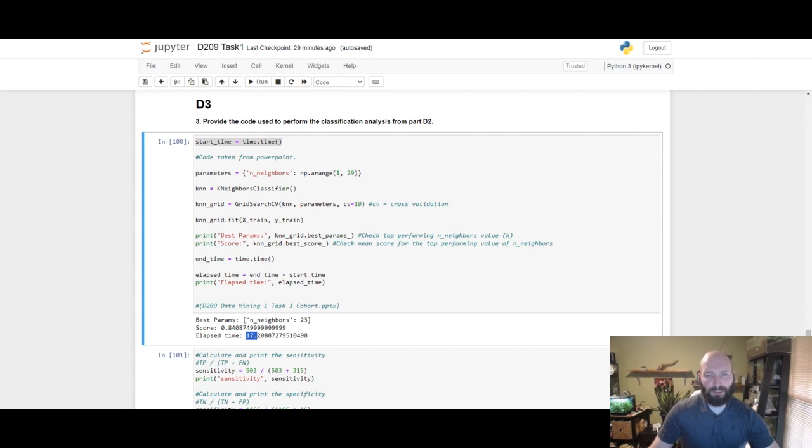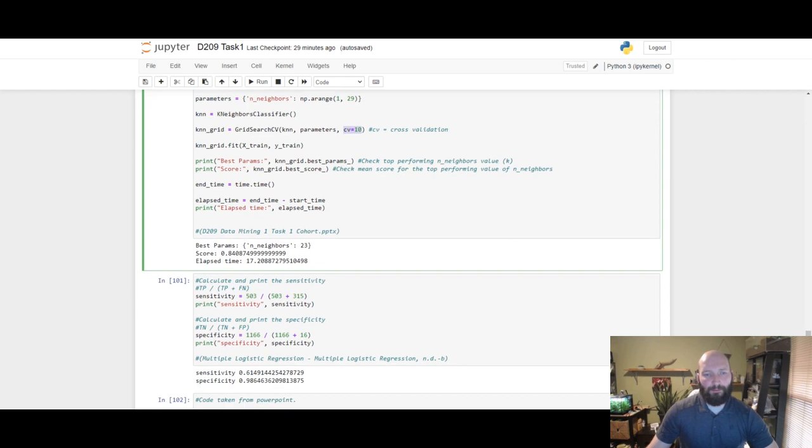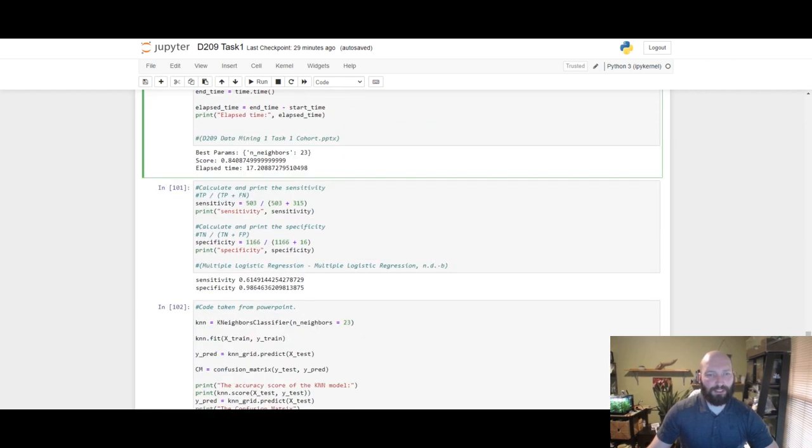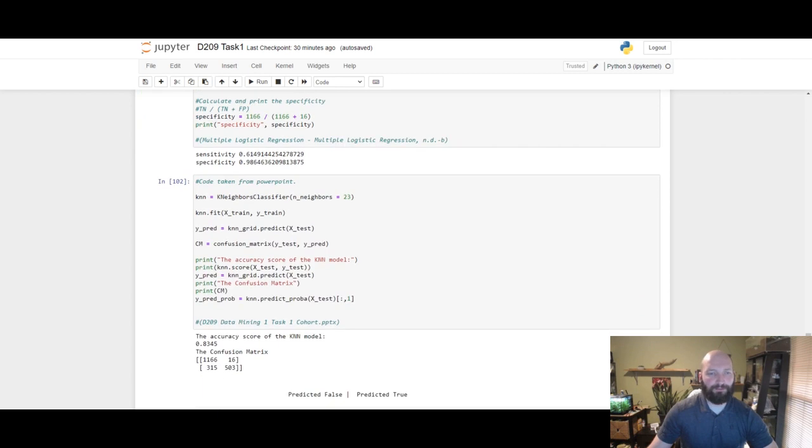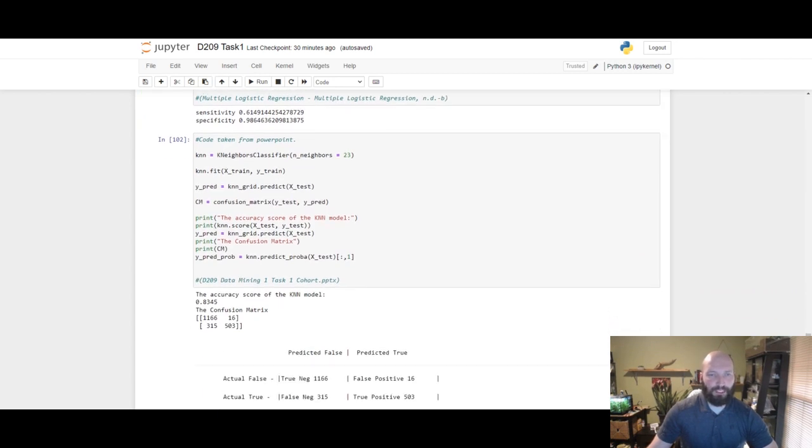I believe you could get this down by changing your K number and your cross-validation number. If you need something more efficient, you could reduce that time. And then calculating the sensitivity and specificity, which we'll come back to, and using our recommended K number of 23.